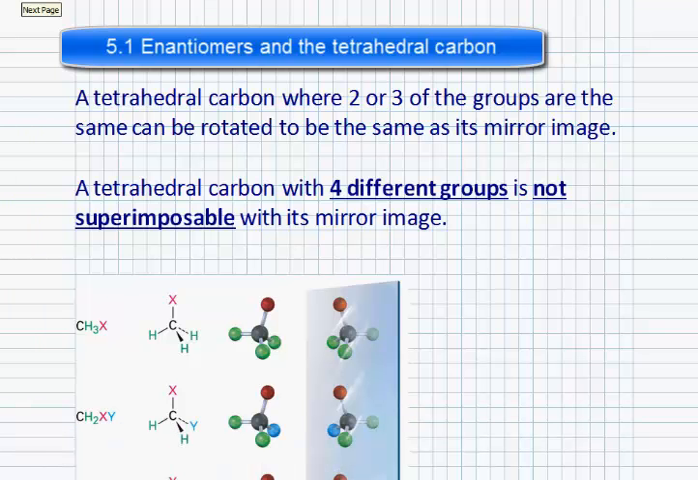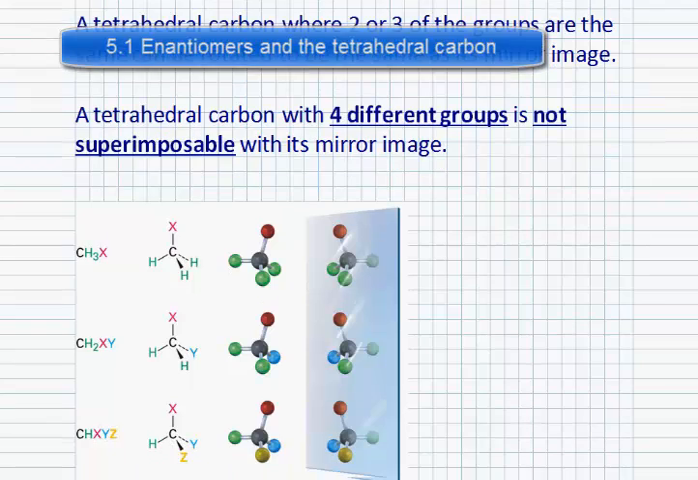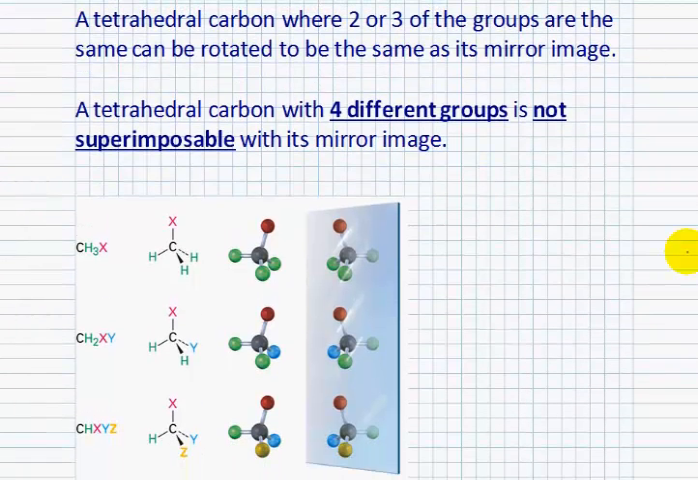So let's start with tetrahedral carbon to get the basis of these differences. Tetrahedral carbon, when there are 2 or 3 of the groups that are the same, we can rotate that around and it's the same as its mirror image. So take a look at this first one right here. 3 groups are the same, the 4th is different. I can reflect that in the mirror, but it's just going to be the same as the original molecule.